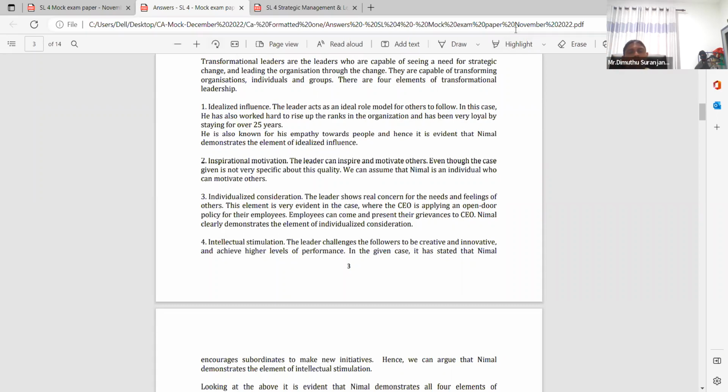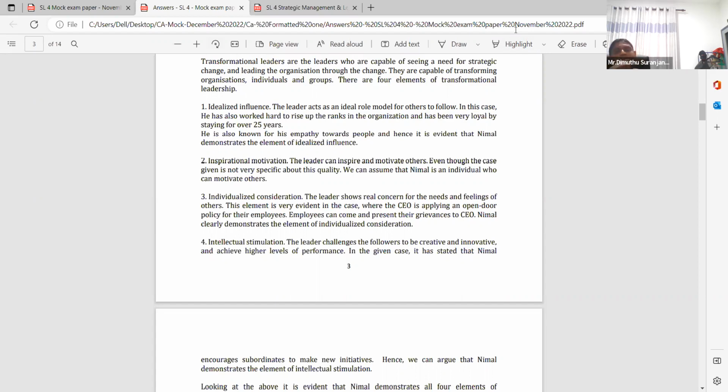See this in ideal influence. He is an ideal example. So he has become a CEO by working hard. Initially, he was a sales rep. Inspiration, motivations. He can motivate the people. So no, there is no specific example.